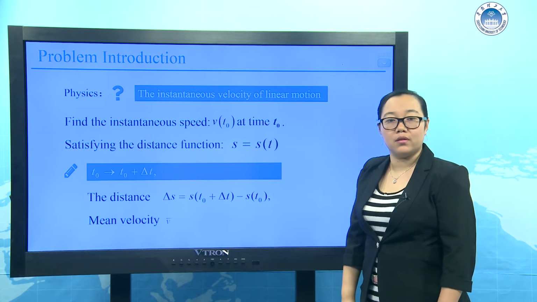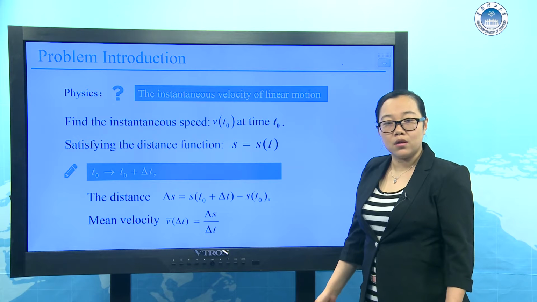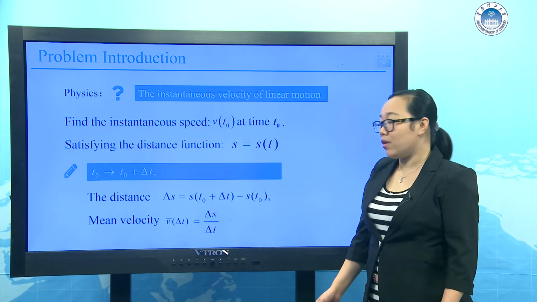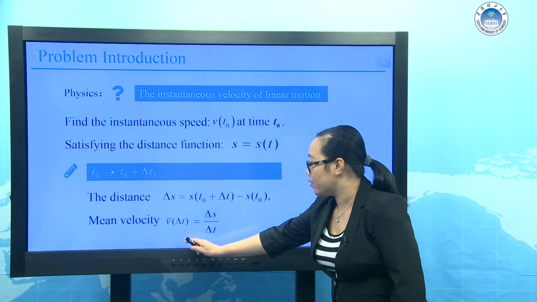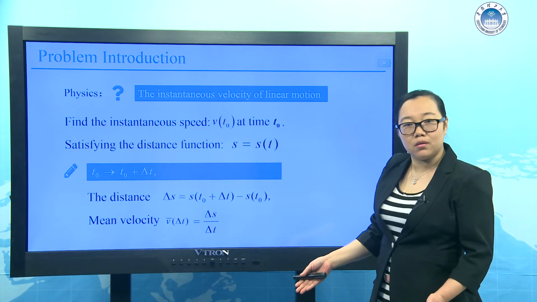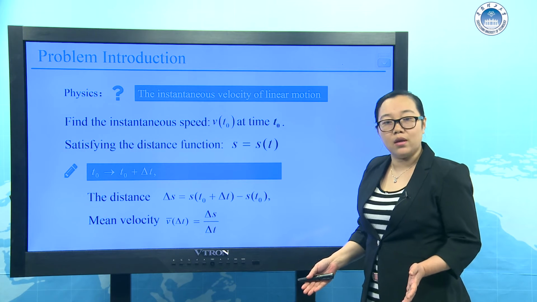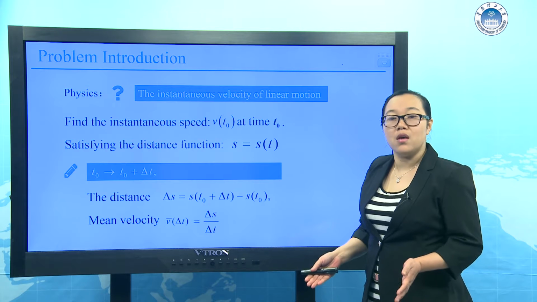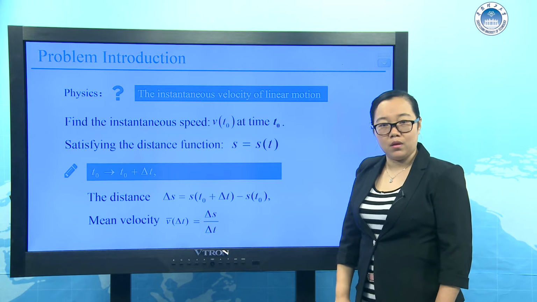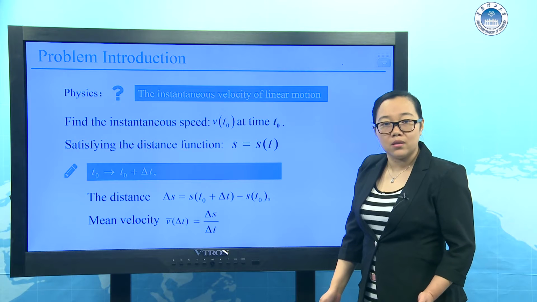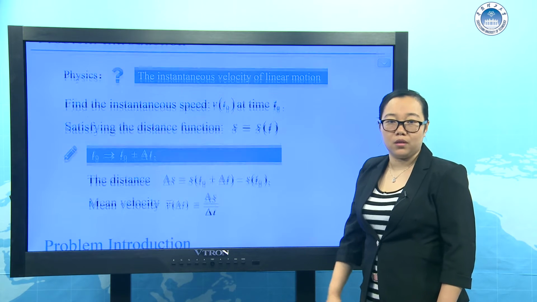The distance is given, and then the corresponding mean velocity, the mean velocity v bar of t. This means the mean velocity is a function of t, equals the distance over the time. How to get the instantaneous speed?